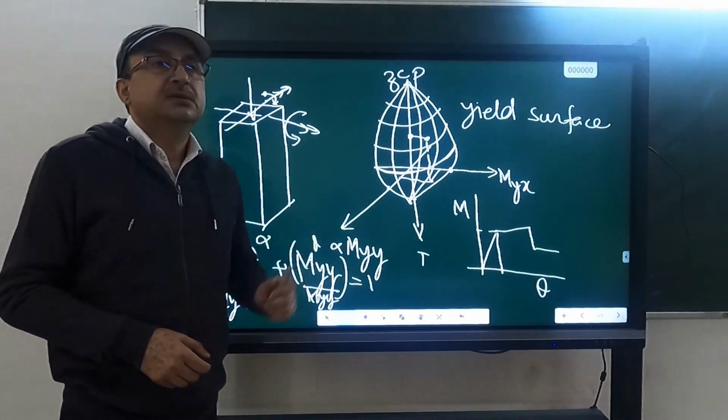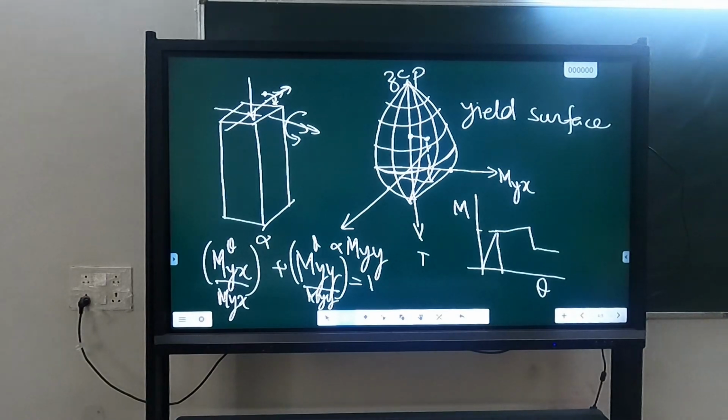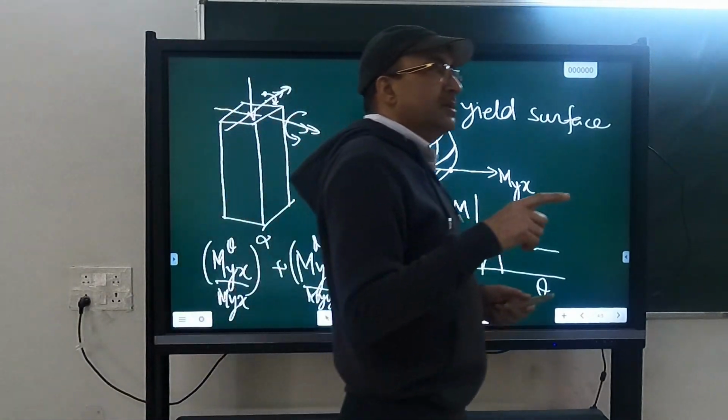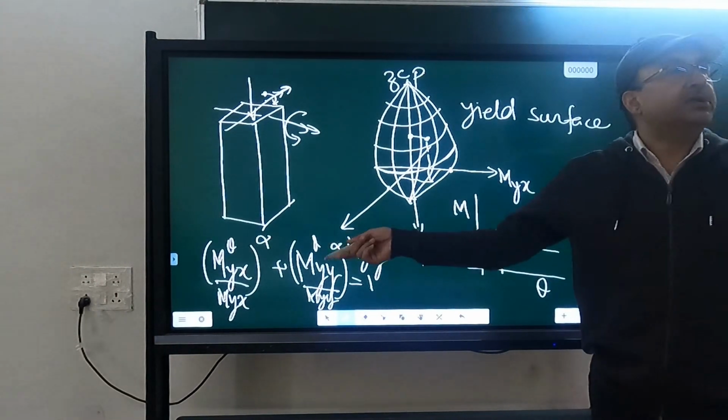In fact, while designing in the last semester, in our tutorial also, we have done design of a column subjected to biaxial moments. There we have used the same equation.